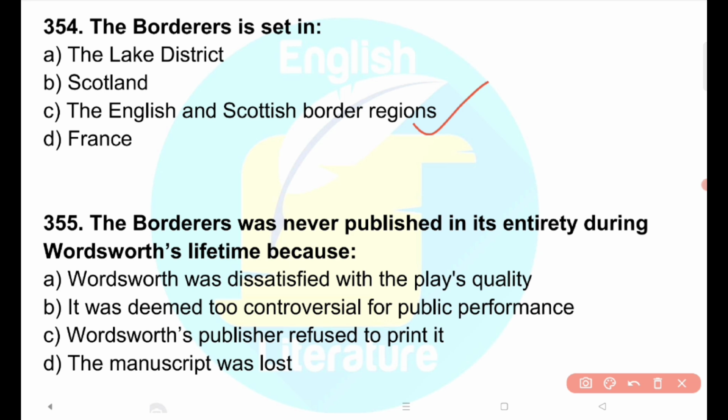The Borderer was never published in its entirety during Wordsworth's lifetime because option A, Wordsworth was dissatisfied with the play's quality. Wordsworth withdrew the play from publication in 1797 after a negative response from Samuel Taylor Coleridge, who criticized its structure and philosophical depth. Wordsworth himself later felt the play was flawed.